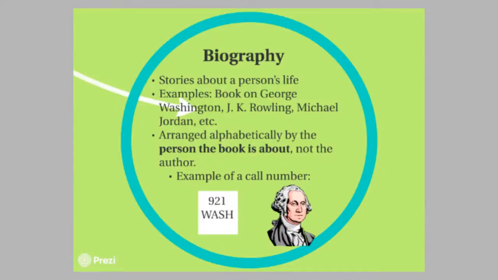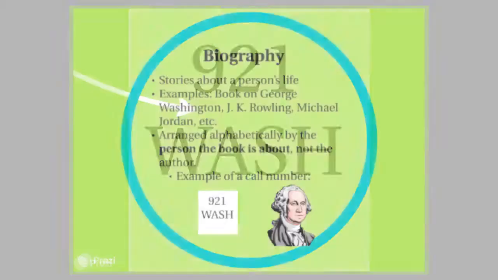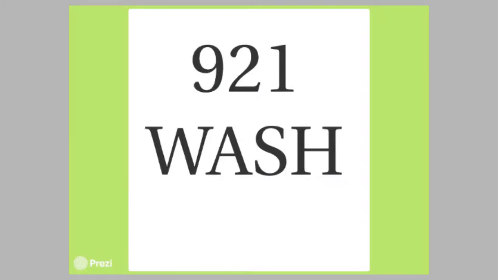All biographies have the same number, 921, and they are organized by the last name of whomever the book is about, but not by the author. Here's an example of a label that would be on a biography about George Washington.